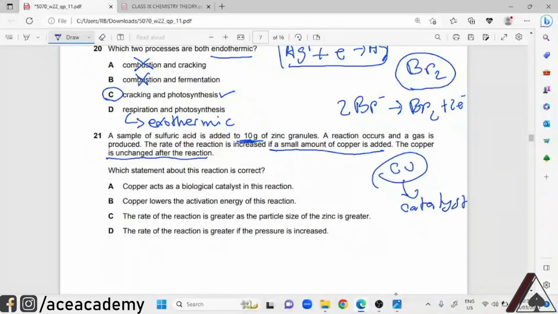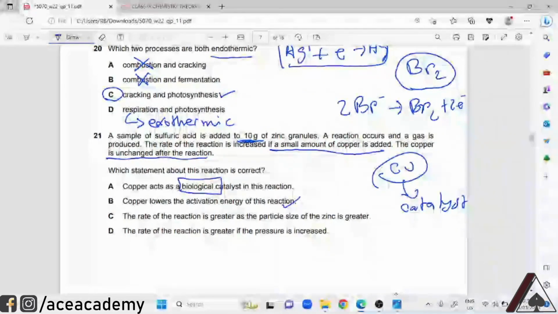Which statement about this reaction is correct? Copper acts as a biological catalyst in this reaction. We know that copper is not a biological catalyst in this reaction. Copper lowers the activation energy of this reaction, which is true. Copper lowers the activation energy of this reaction and makes the rate of the reaction faster.